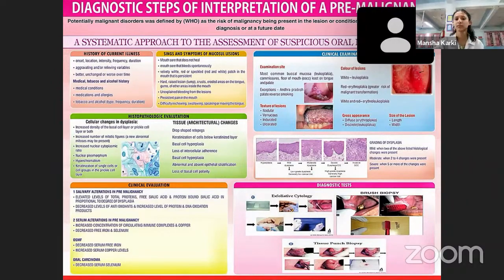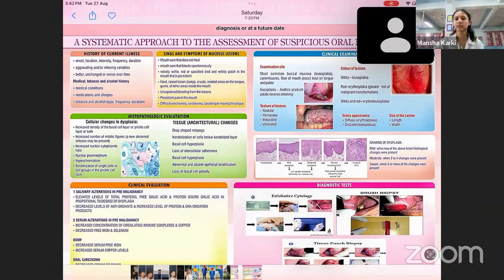After that, we clinically examine patients. We visually inspect the floor of the mouth, tongue, or hard palate. We look at the color of the lesions, which can be white, red, or mixed in color, its texture, its gross appearance, and the size of the lesion. After clinical examination, we do the diagnostic test.